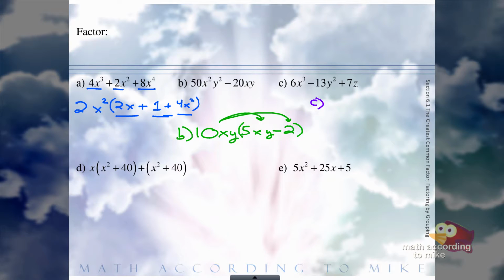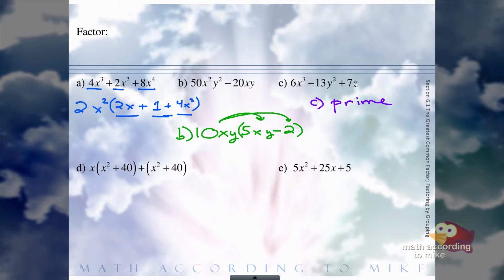For part C here, we have a 6, 13, and a 7. The formal name of them would be called relatively prime, because the GCF of those coefficients is a 1. And we have an x cubed, a y squared, and a z. Those have nothing in common as well. So the formal name is called relatively prime, which means the only thing we can factor out technically is a 1. Since the GCF is a 1 and there's nothing else we can do with this, this is considered to be prime. It's already factored. There's nothing else, no other way to write it.